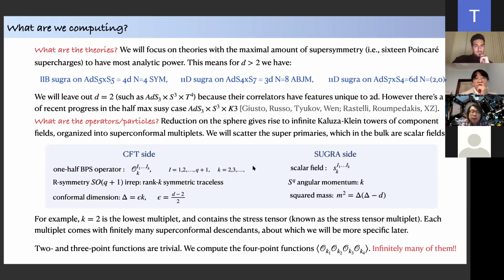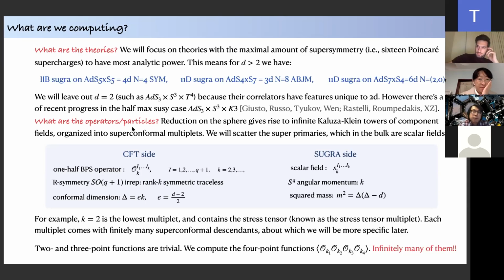In today's talk, I'm not going to talk about the 2D case because the 2D correlators have some unique features which do not generalize to higher d. But here I just want to quickly mention that there has been some recent progress in studying the case of AdS3 times S3 times K3.